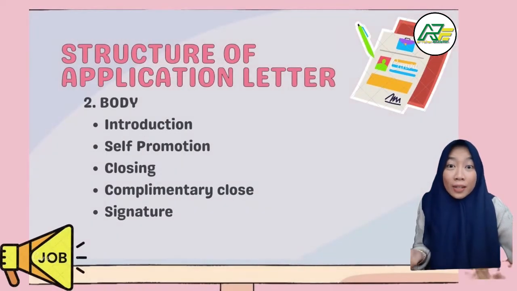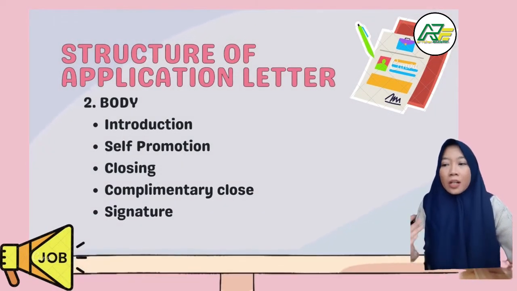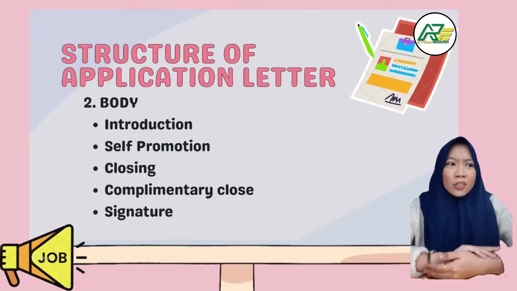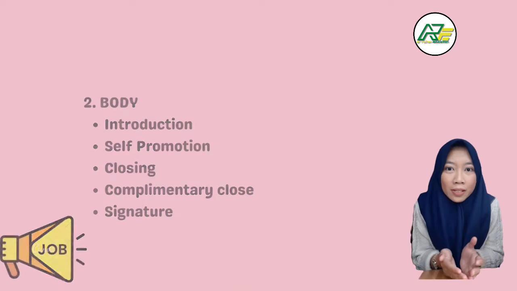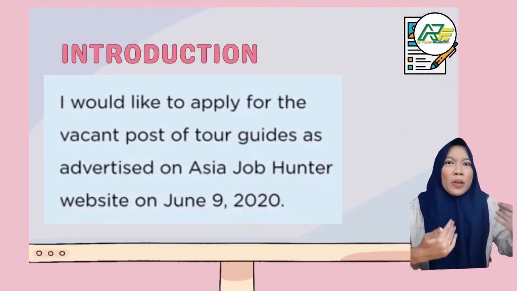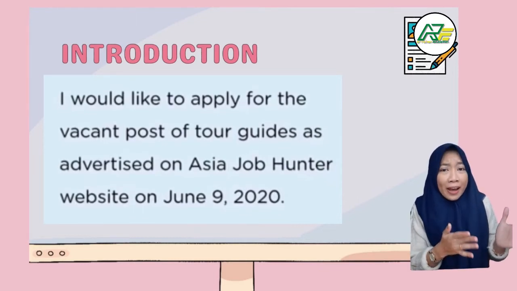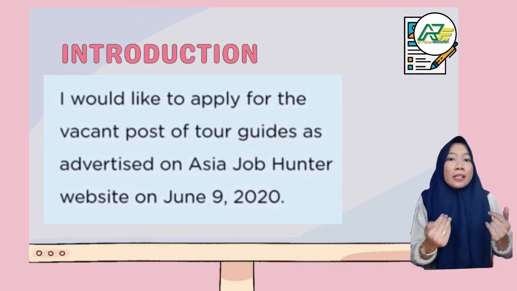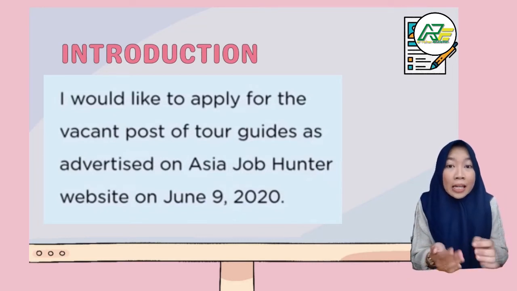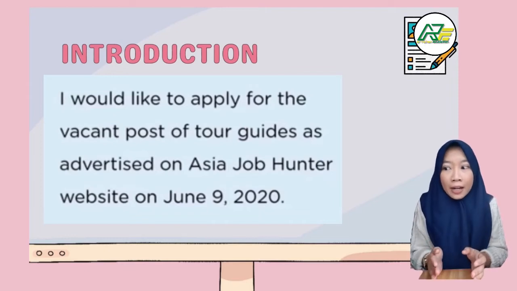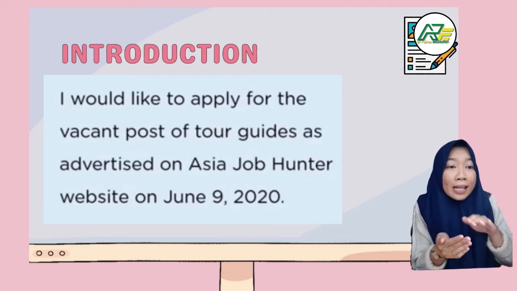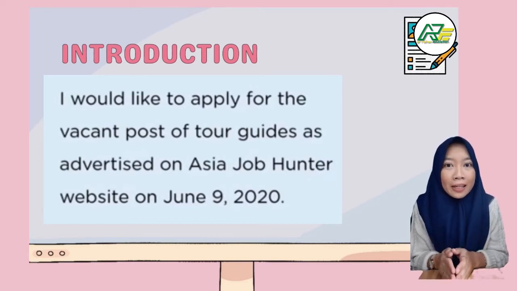So what do we have to write in the body of letter? The first one, we have to write the introduction. In the introduction, we have to introduce ourselves. We have to introduce our name, and then where we found this job vacancy. For example, I found it on Instagram. You have to write it down. Or maybe you found this job vacancy in the newspaper, so you have to write it down. And then don't forget to tell in the introduction what position you want to apply for in this company.